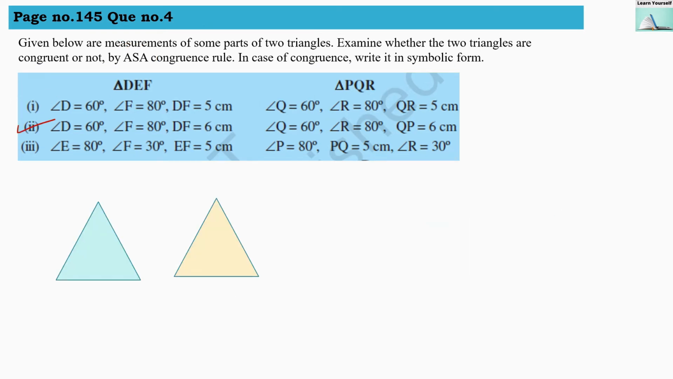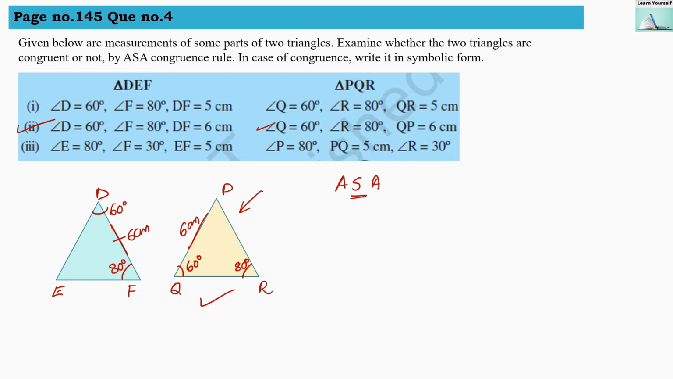Our second numerical: first triangle is DEF and second triangle is PQR. So D is 60 degrees, then F is 80 degrees and DF is 6 centimeters. Now let us check for PQR: Q is 60 degrees, R is 80 degrees and QP is 6 centimeters. So here, as we can see for triangle PQR, the side is not included between the two angles. So we cannot establish the angle side angle criteria for these two triangles. The side has to be in between two angles, sandwiched between two angles. But that is not the case for PQR. So these two are not congruent with each other.